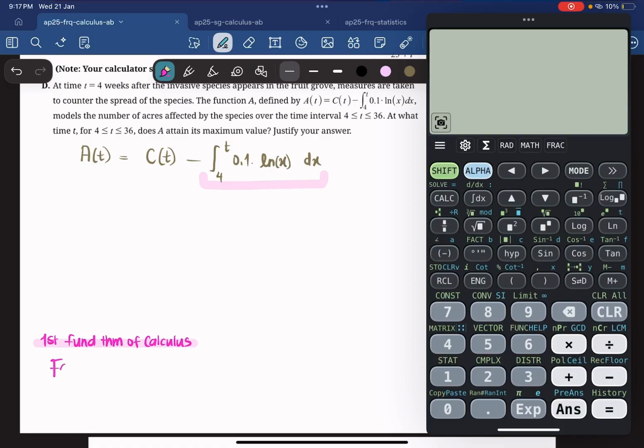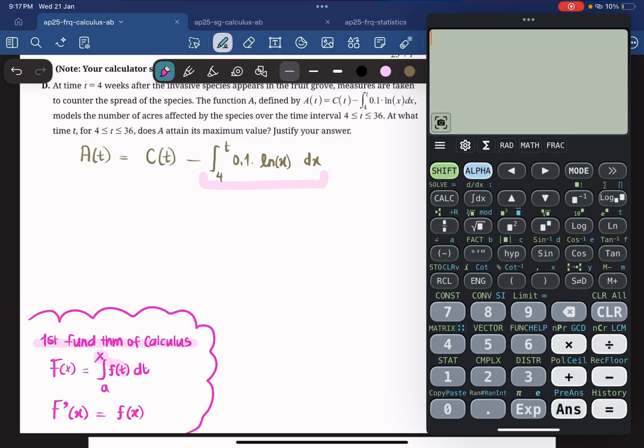If we have capital F of x equals the integral from a to x of f of t dt, then the derivative F prime of x is just equal to f of x. Okay, so we replace the t with x. That's the first fundamental theorem of calculus.